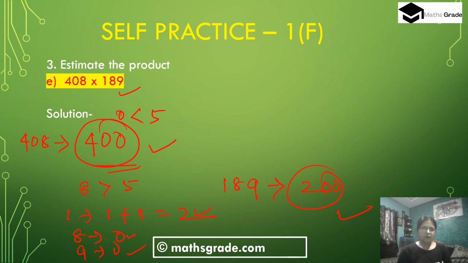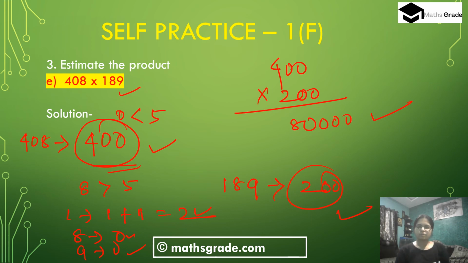Now multiply 408 with 189. Rounded to the nearest 100, 408 is 400, and 189 is 200. 400 multiplied by 200 is 80,000, and 80,000 is the answer. So estimating the product, 408 multiplied by 189 is 80,000.